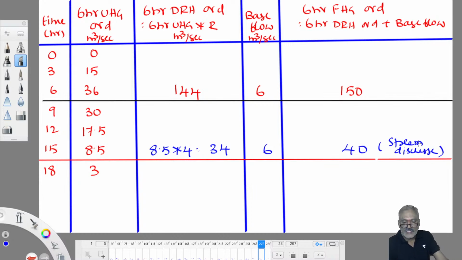The remaining is not required for us. This is incomplete because other ordinates are not given. Because it is a unit hydrograph, it should start with 0 and end with 0. The remaining ordinates are not required for us. I hope it is clear to you now.